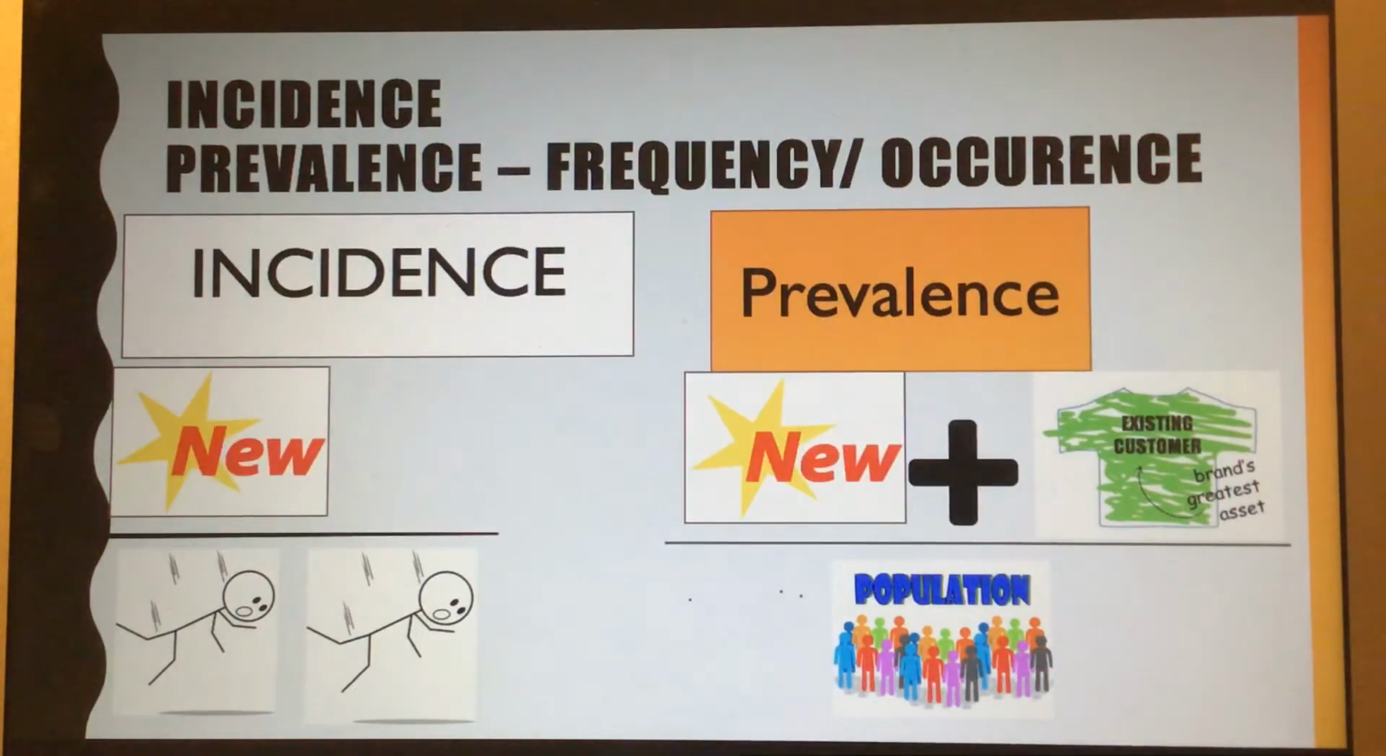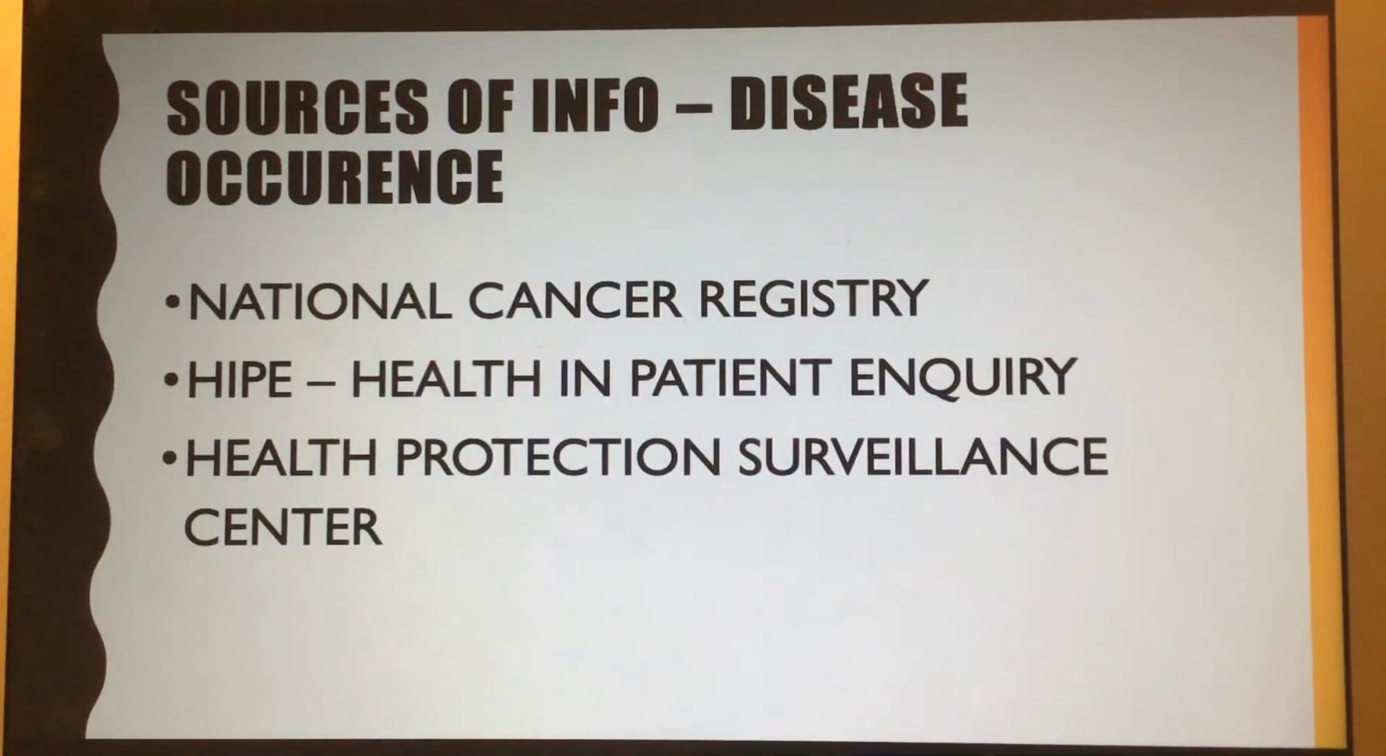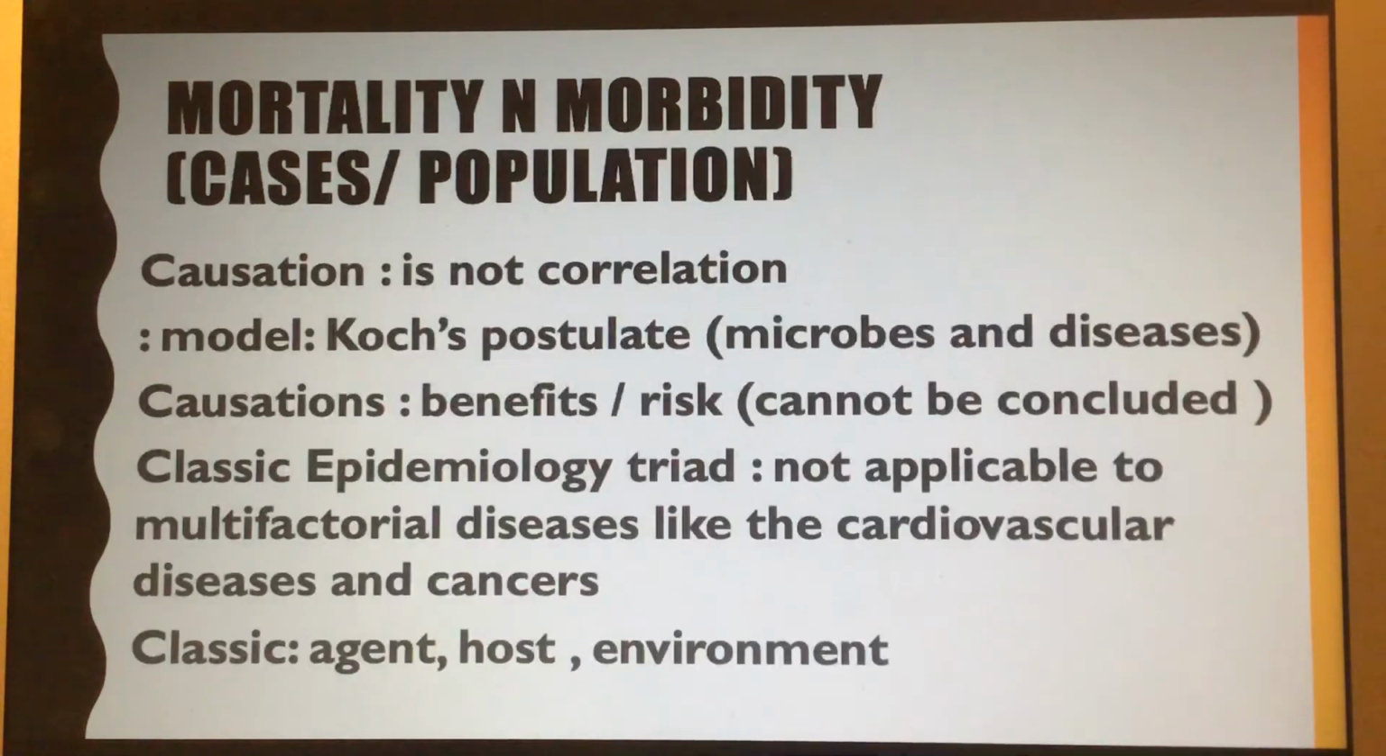However, for prevalence, we include both new cases and existing cases at that particular point, and the denominator would be the population in that area. Then we move on to the sources of information. How do we get the numerator, how do we know the disease occurrence in that particular population? We gain the data from the National Cancer Registry, or from HIPE, which is Hospital In-Patient Enquiry. This is hospital-based data. And lastly, you can have the data from the Health Protection Surveillance Centre.